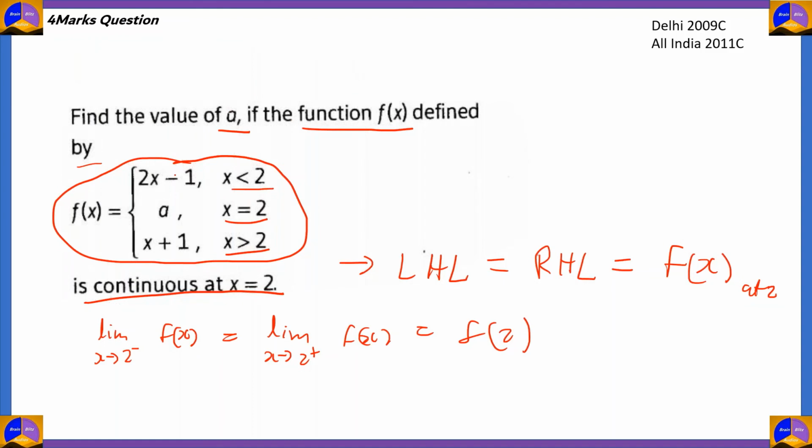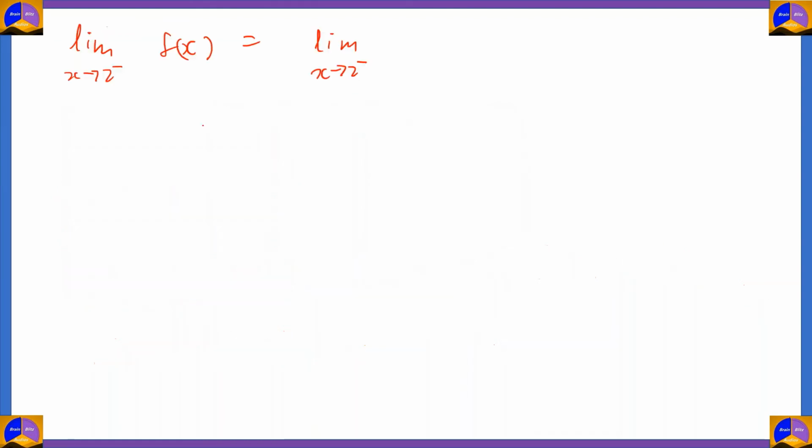So limit x tends to 2 minus f of x is written as limit x tends to 2 minus, and 2 minus means it's less than 2. So when x is less than 2, f(x) is 2x minus 1. So limit x tends to 2 minus of 2x minus 1. When we apply the limit, we'll get 2 into 2 minus 1. That's 4 minus 1 equals 3.